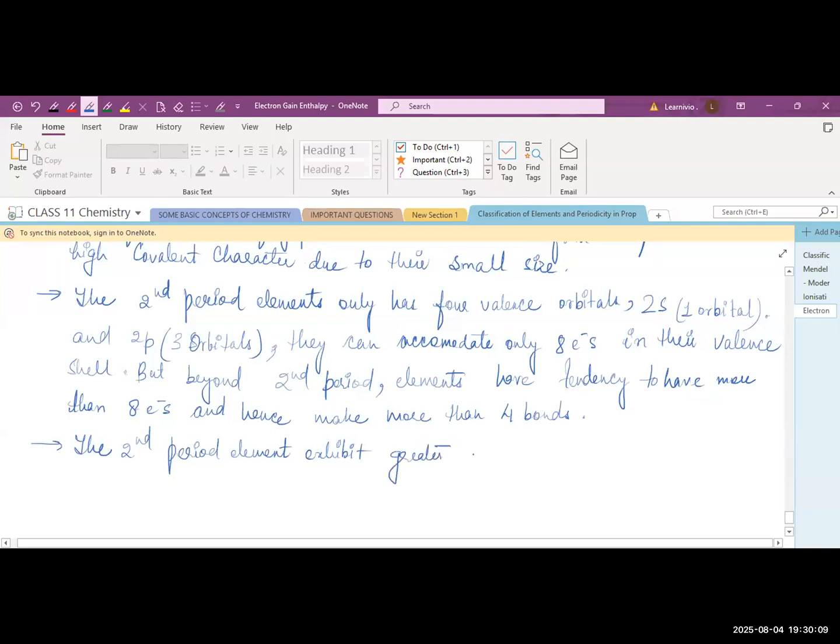The second period elements may exhibit a greater tendency to form pi bonds. Meaning you can see p pi-p pi interactions in them, and why? Due to their small size. Small.